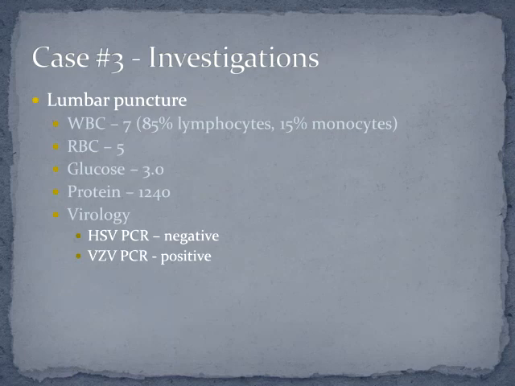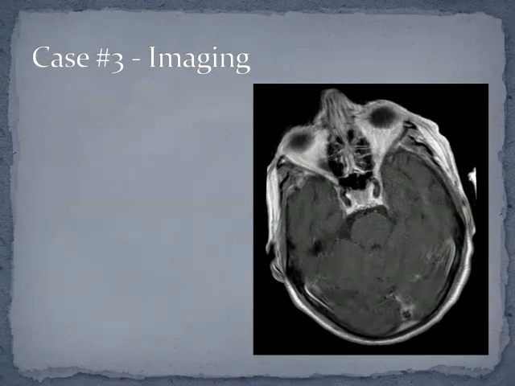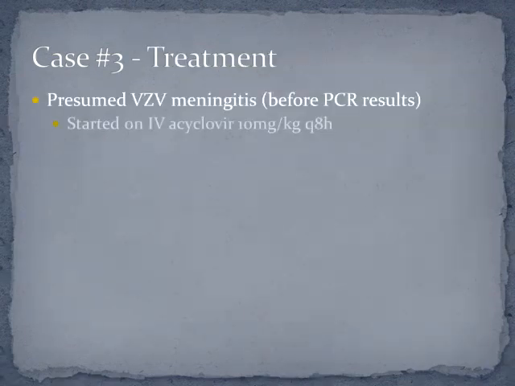A lumbar puncture was done. It showed only 7 white cells, but the pattern of white cells was predominantly lymphocytes, suggesting a viral meningitis. Protein again elevated, and the virology showed positive VZV in the CSF. So this is the imaging, and essentially there are no major findings within the cerebellum to explain his symptoms. Okay, and then he was treated for presumed VZV meningitis prior to getting the PCR results, with IV acyclovir, 10 milligrams per kilogram Q8H.